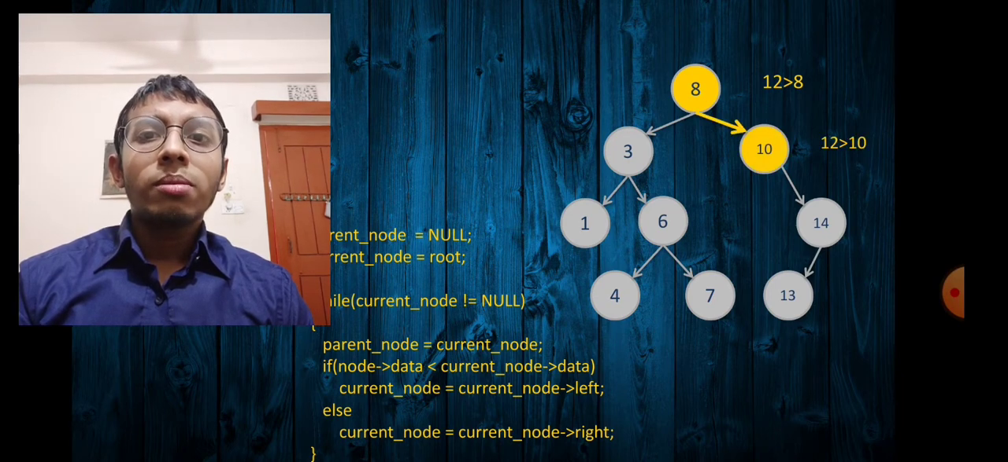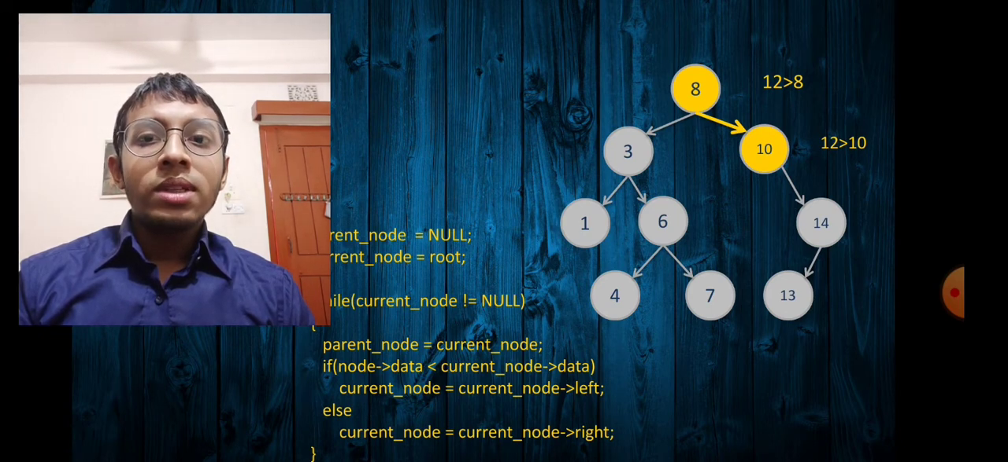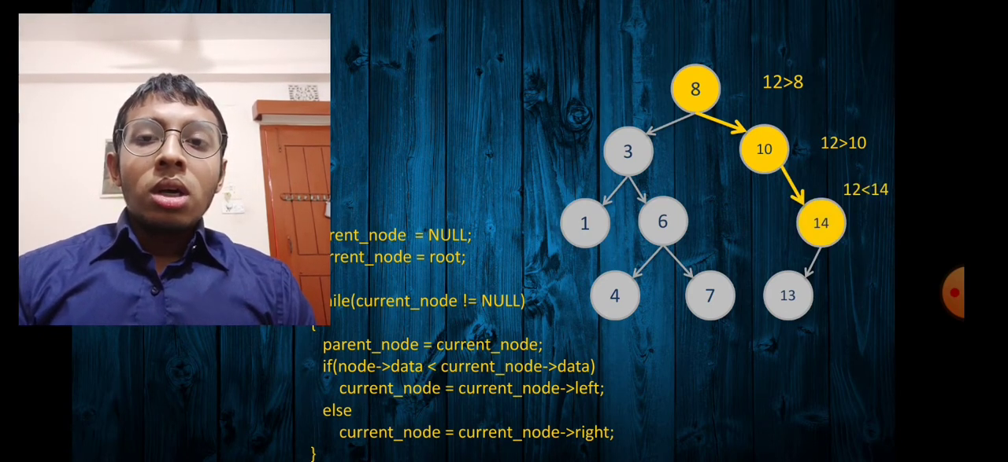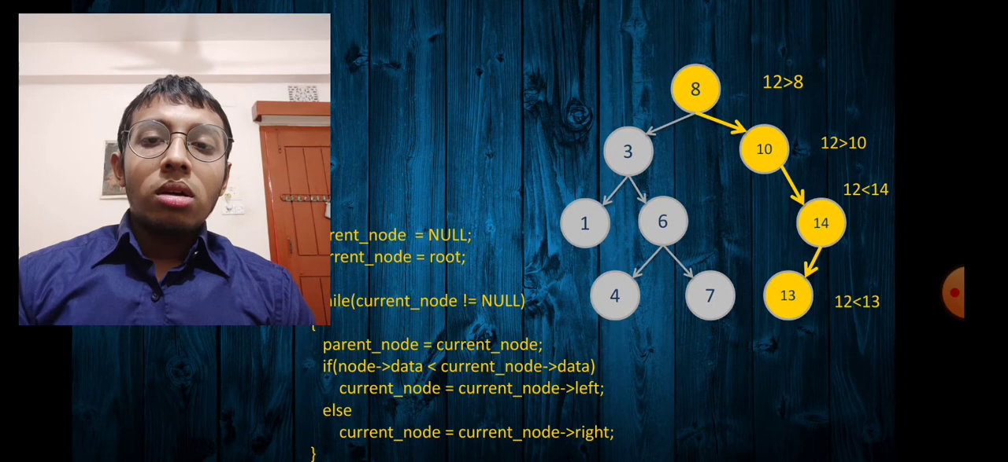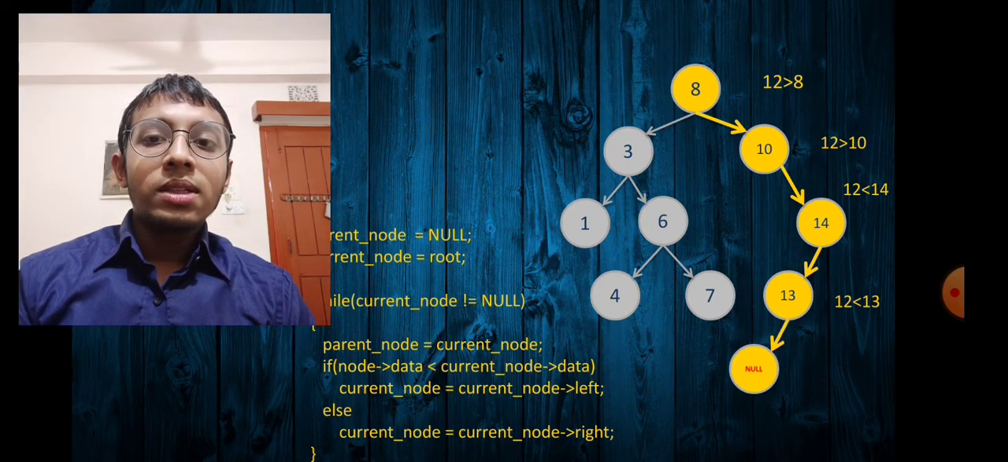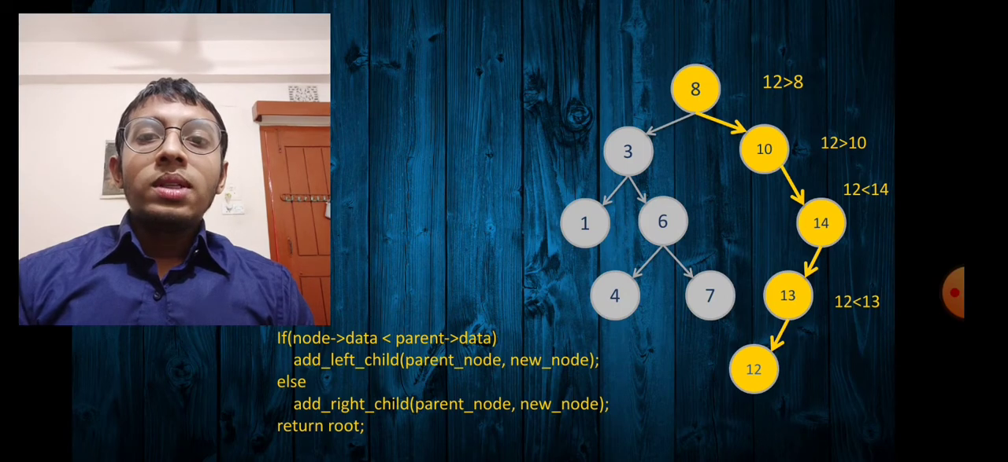Then we will compare again. In this case it is again greater, so we will visit the right child. Then we will compare again. In this case it is smaller than the parent, so we will visit the left child. Again we will compare and then we will visit the corresponding child. In this case there is no child, so we will put the 12 in that place. So this is how we insert a value in a BST.